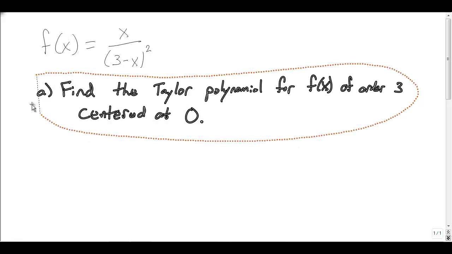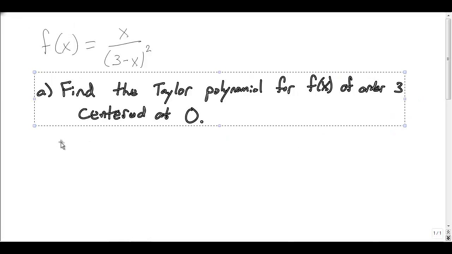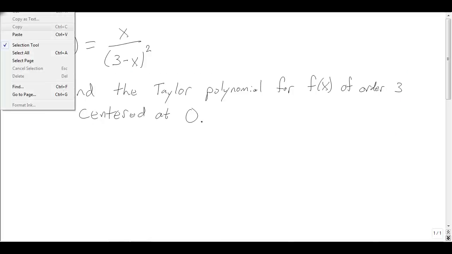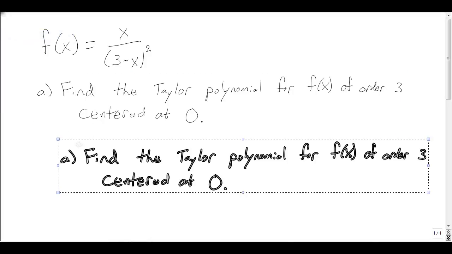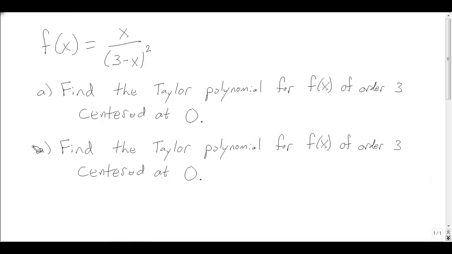So I'm just going to copy this. Paste. There we go. So essentially the same thing. This is part B. And centering at 0, now we want to center at 2. So these are really the two questions I'm going to work on. First of all, Taylor polynomial for f of x of order 3 centered at 0, and then centered at 2. And I'm going to do both of these in two ways.